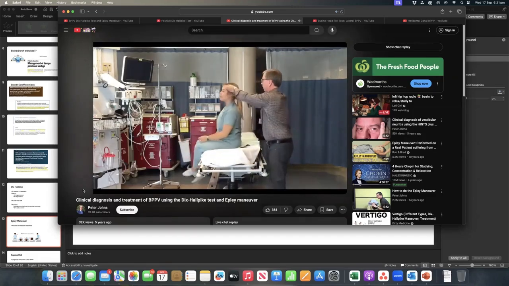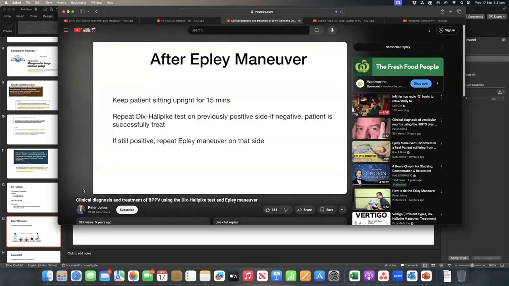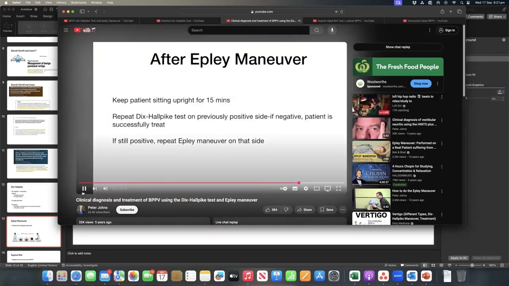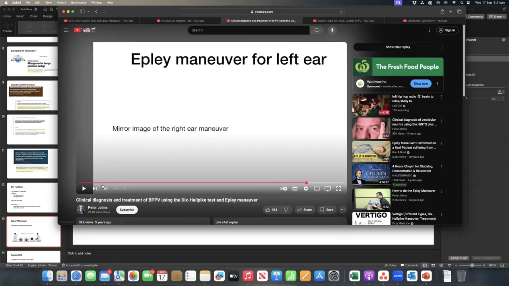Leave the patient in the seated position for 15 minutes or more and then repeat the Dix Hallpike test on the side that had been positive on the initial test. A successful result is when the patient does not experience vertigo and no nystagmus is observed. If the repeat Dix Hallpike test is still positive, repeat the Epley maneuver, ensuring that you have waited long enough between position changes.